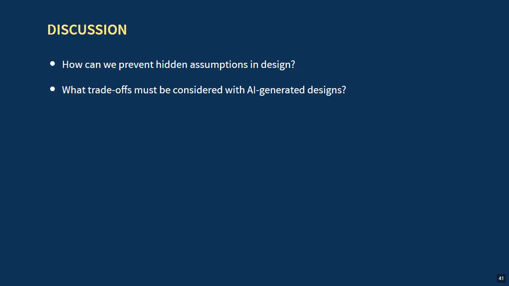Finally, let's open the floor for discussion. I invite you to share your thoughts on how we can prevent hidden assumptions in our designs and what trade-offs we need to consider when working with AI-generated designs. I think staying aware of the system's limitations is crucial. What do you think? Absolutely. Awareness and proactive validation are key to creating robust designs.